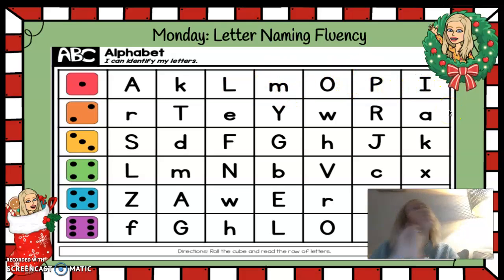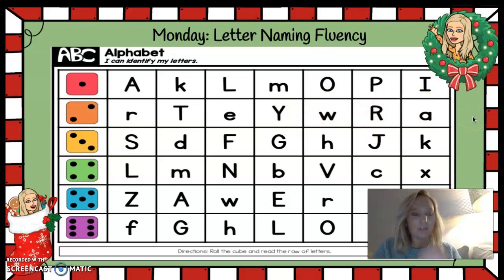So pretend like I'm rolling my dice. And I rolled the number 2. So we're going to find 2, which is this orange one right here. And let's read the row of letters, okay? So as I point with my mouse, we're going to read the letters. So R, T, E, Y, W, R, A. Good job. Now your turn to read it. Excellent. All right, I'm going to roll my dice again.